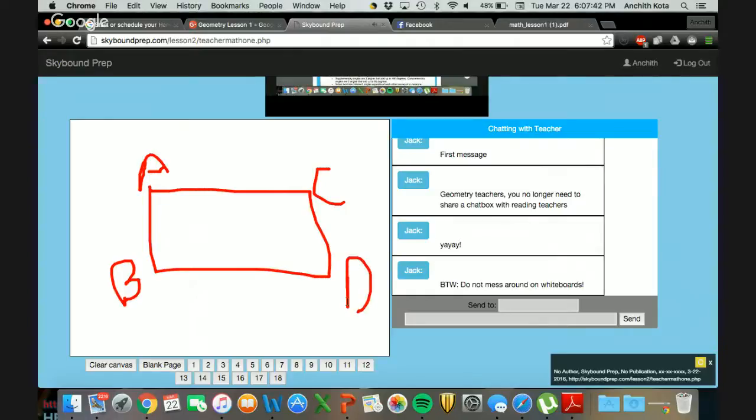That's not possible. I have to have C be here and D be here, because it would either be going in a counterclockwise direction or in a clockwise direction. That's the only way that it'll work.